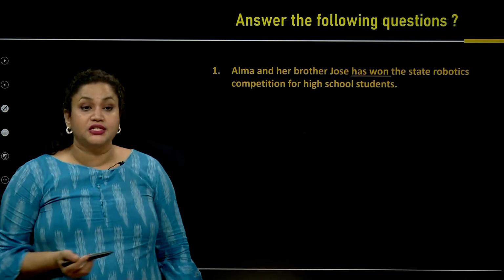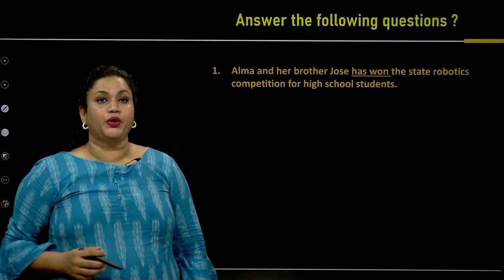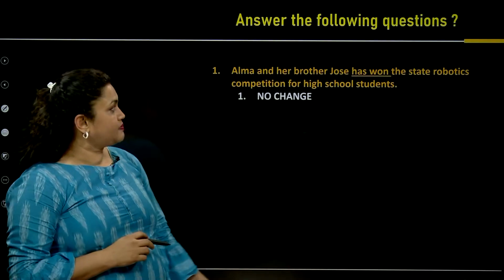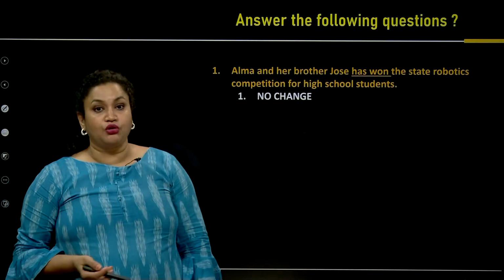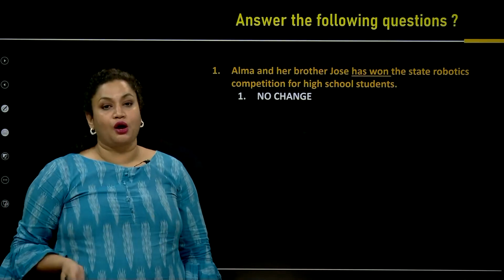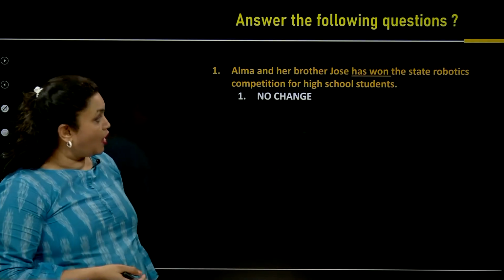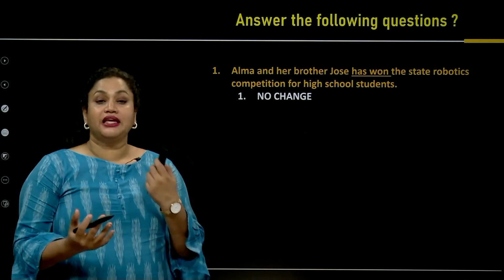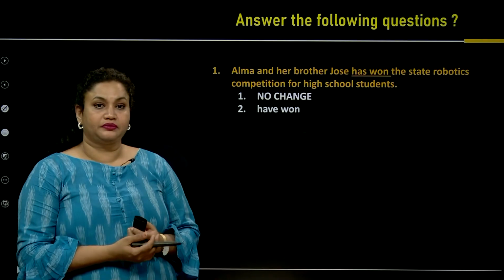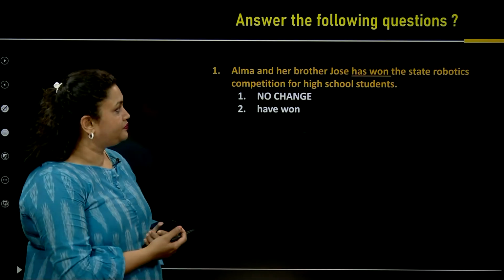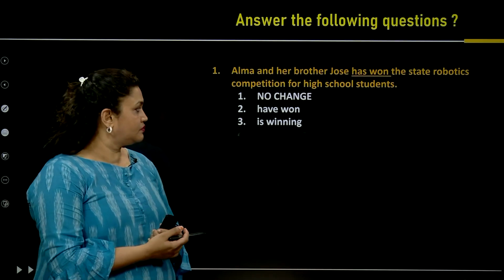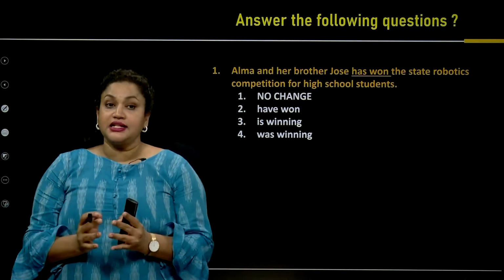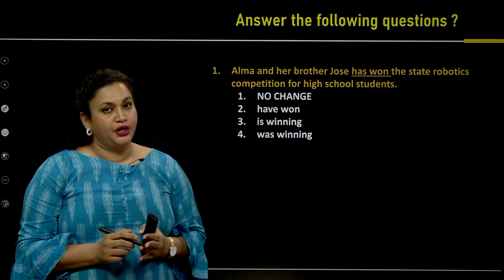We have some questions here. Let's see how we are going to be able to do. So this is basically: Alma and her brother Jose has won the state robotics competition for high school students. Let's see the options and see which one goes. You have 30 seconds to answer each question.